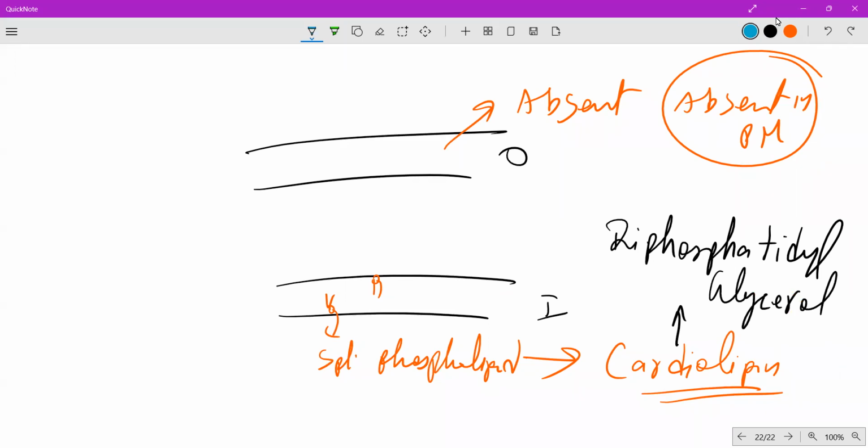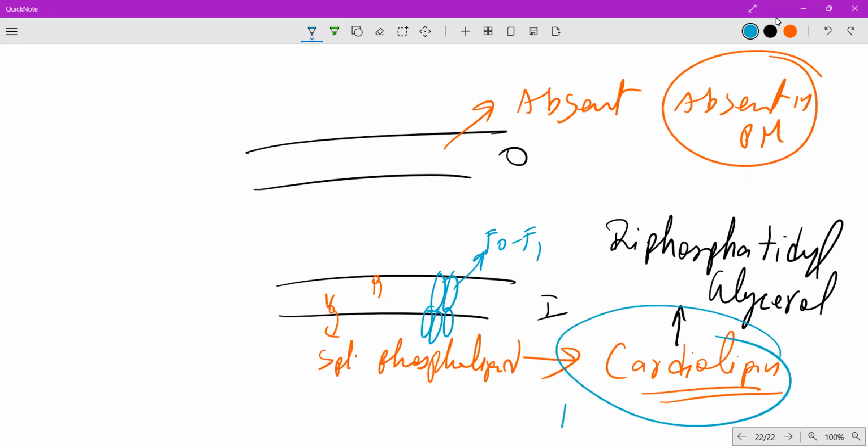And we know the inner mitochondrial membrane also has ATP synthase. It also has the F0-F1 particle. What do scientists believe is the function of this cardiolipin? What is the importance of this cardiolipin? The function of this cardiolipin is to assist, to facilitate, to help those proteins which are involved in ATP synthesis. It is known to help in the activity of those proteins which are involved in ATP synthesis.